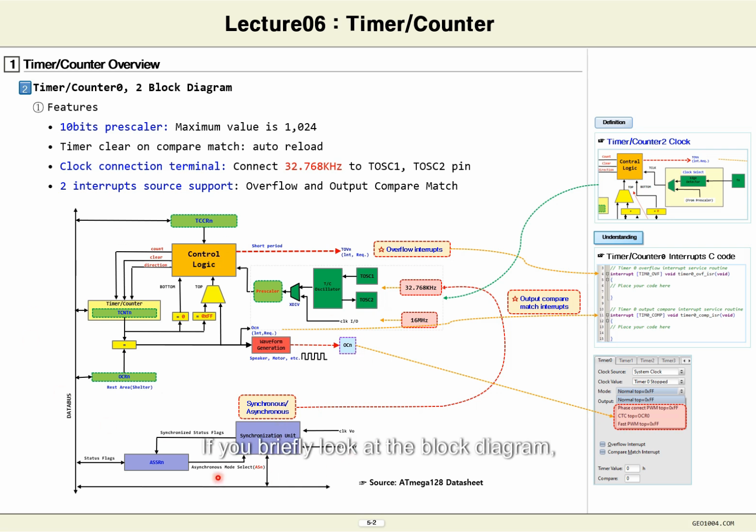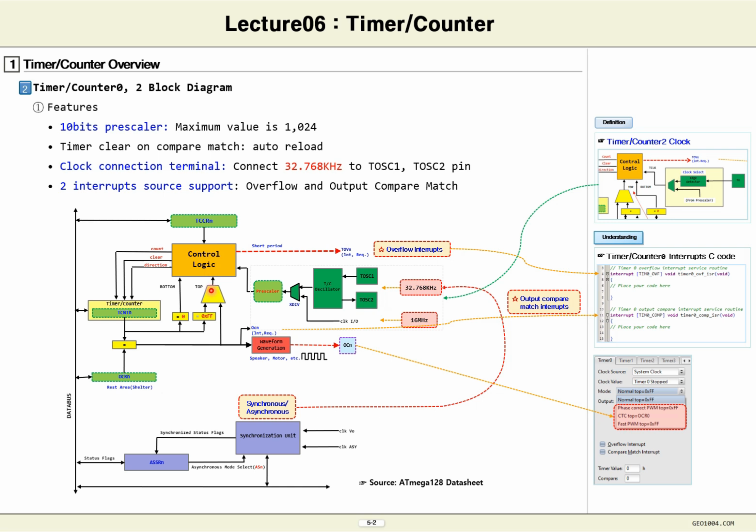If you briefly look at the block diagram, the control logic is controlled by TCCR. Determining the count value, clear value, and direction is done. By making this decision, we can compare the TCNT value and the OCR value to see if they match each other, and generate an output comparison match interrupt, or generate a waveform. Generating an output waveform is used when controlling a PWM waveform, such as a speaker or motor.